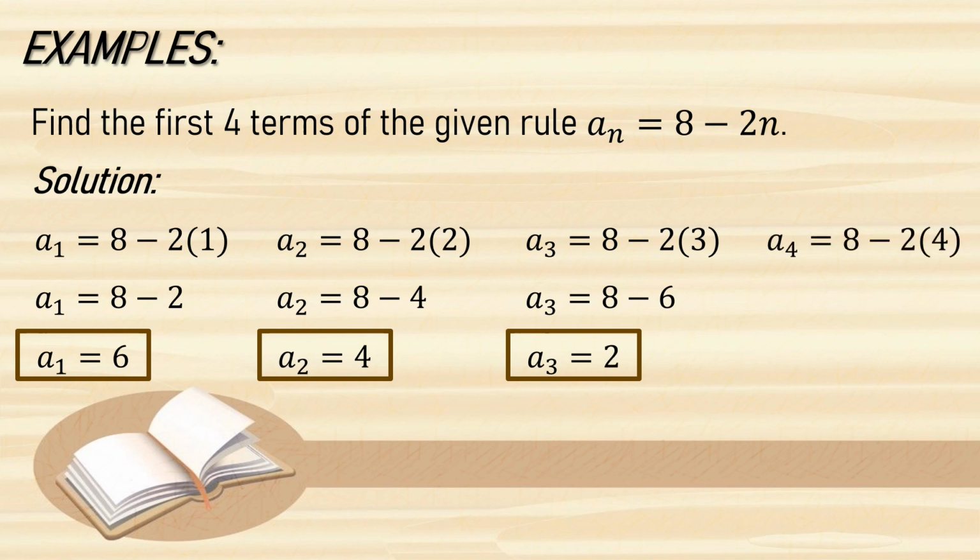And the last is the fourth term. A sub 4 is equal to 8 minus 2 times 4. So 2 times 4 is 8. Therefore, the value of the fourth term or a sub 4 is 0.